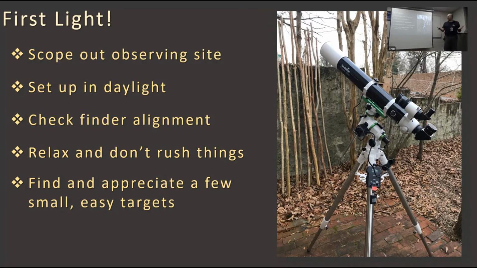Find and appreciate a few small, easy targets. If the moon is up, that's just naturally where you're going to gravitate to. Look at the moon. Maybe if you know where Jupiter or Saturn are, take a look at those. Just take a look at some actual stars, just so you can practice focusing. Don't try to see everything in one night. That will lead to a lot of frustration, because quite frankly, you haven't practiced enough to understand how your telescope works to find the things that you need to find. That comes with time and with practice.